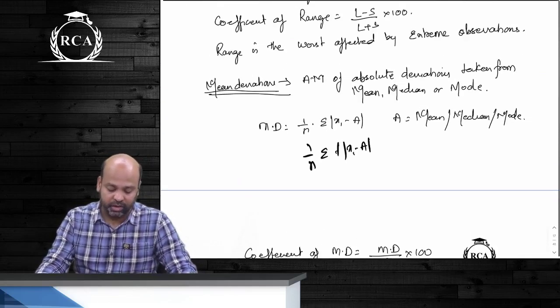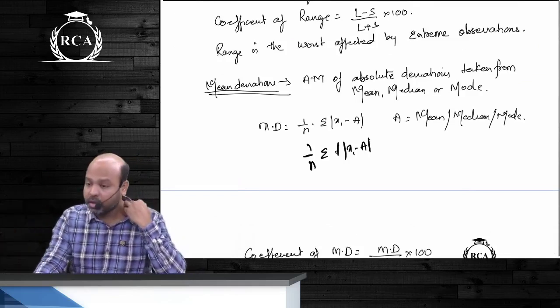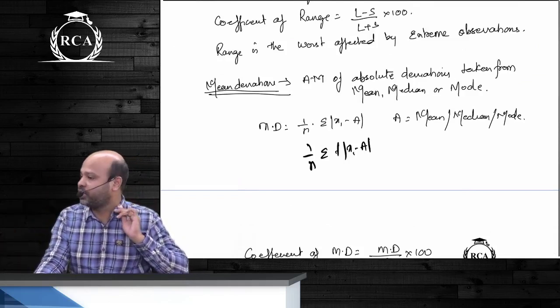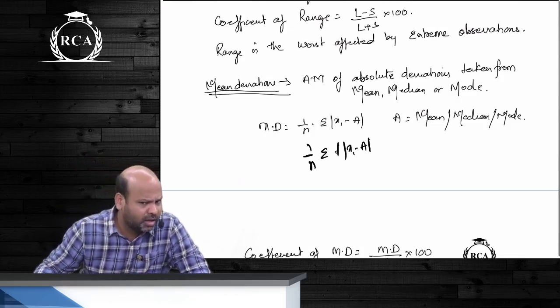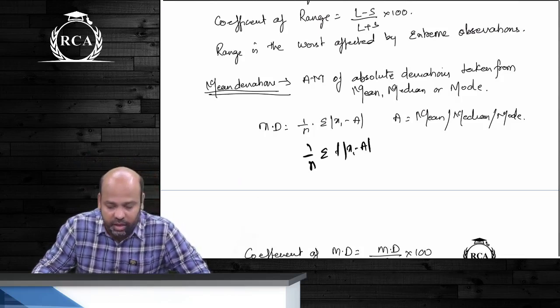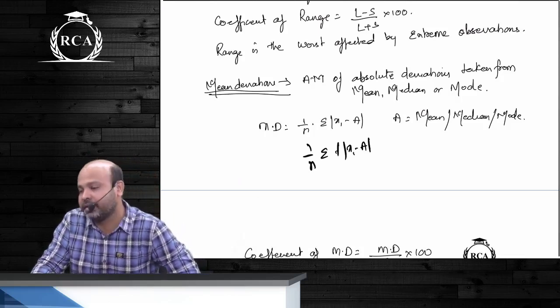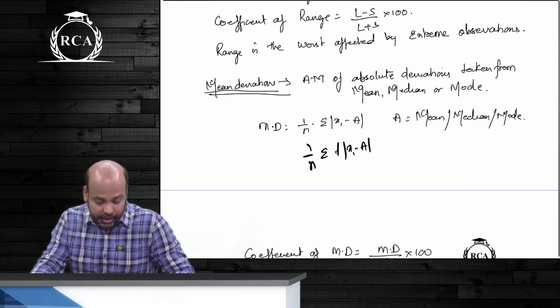Now, as far as the properties of mean deviation are concerned, guys, two properties are still the same. The other property in relation to mean deviation is it will be the least when the deviations are considered from median, because the sum total of absolute deviations is minimum when they're considered from median.